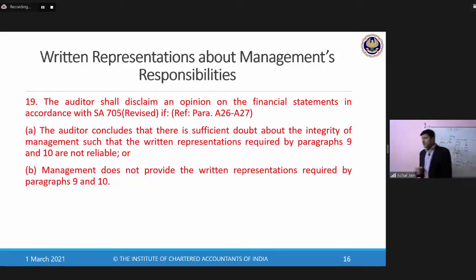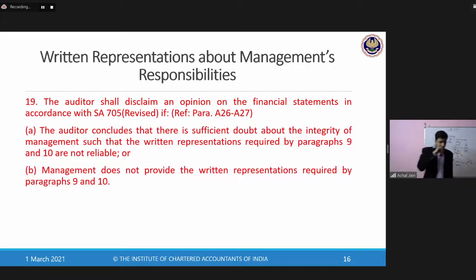Moving further, the auditor shall disclaim an opinion on the financial statements if the auditor concludes there is sufficient doubt about the integrity of the management, or management does not provide written representations as per the requirements of this auditing standard. Now, it may be a very, very serious matter, because when it comes to the disclaimer, though we have not really talked about it, we will talk about disclaimers when we move further. Disclaimer is a situation wherein the auditor would communicate to the users of the financial statements that the audit could not get completed due to lack of information. So that's why I'm saying this can be a very, very serious matter.